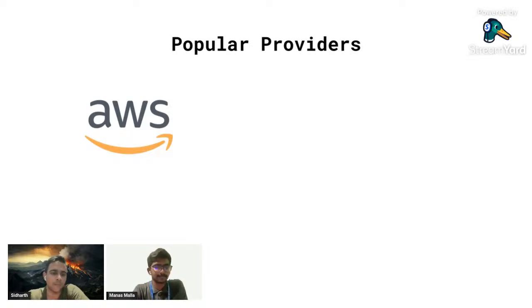Then EC2 is like a computer, as Manas mentioned. When you have a computer with you, like he told, he has a MacBook, then he can rent it to me. He said that. So EC2 is just kind of like that thing. But yeah, I'm just abstracting away so many things.